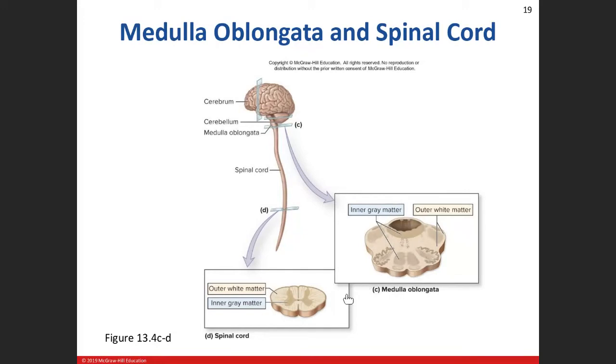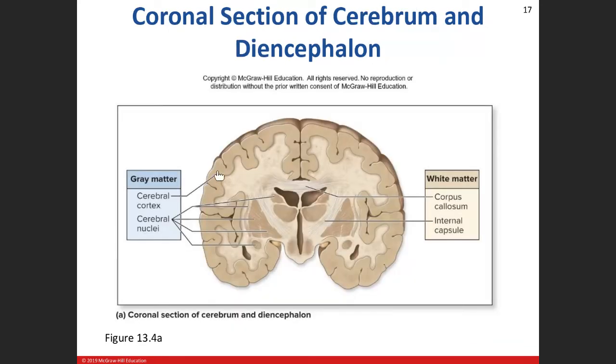Now, interestingly enough, when we get into the spinal cord, we flip-flop it, meaning the white matter is going to be more to the outside, and the gray matter is going to be more towards the inside. Whereas when we're in the brain, the gray matter is more outside, and the white matter is going to be more internal. Check it out. Here's the white matter for the spinal cord. Gray matter is inside. Go back up to the brain. Gray matter is on the outside. White matter is on the inside.